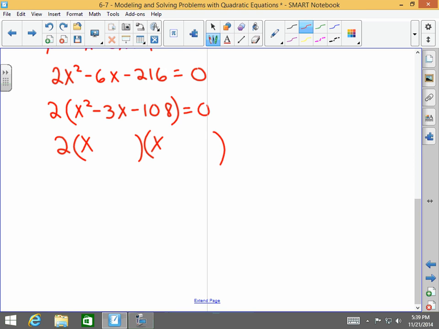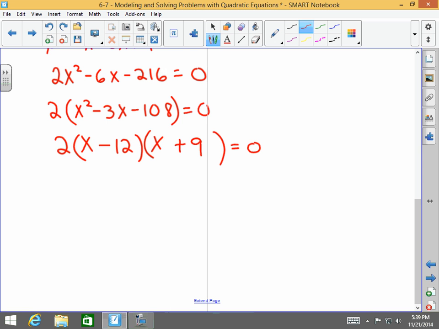Sorry about that. Okay, guys, so what times what is negative 108, but when added together is negative 3? We're looking at negative 12 and positive 9. Negative 12 times 9 is 108. Negative 12 plus 9 is negative 3. And this is set equal to 0.